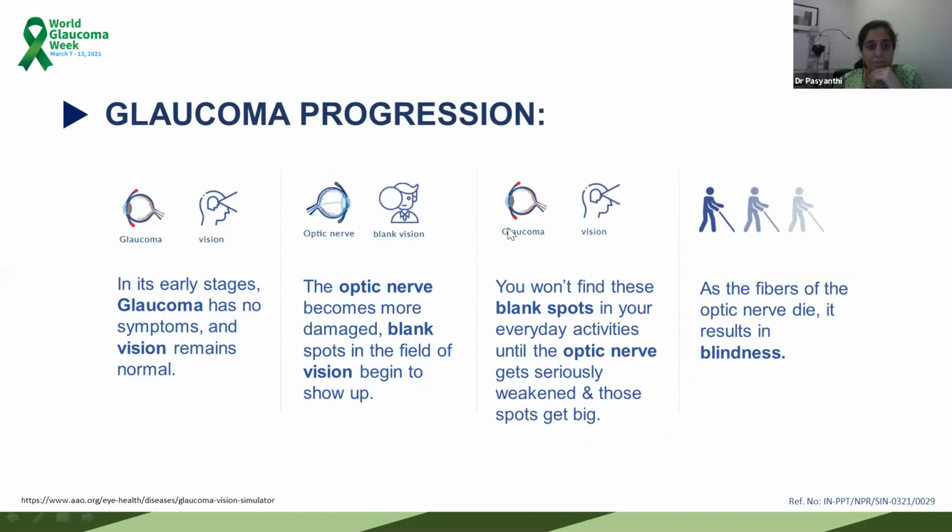So how does this glaucoma progress? In early stages, you don't have any symptoms, as we have already discussed, but later you can have some black spots developing within the visual field. That is, in the side vision you can develop some black spots, and slowly these black spots increase and the field of vision is lost, and your vision becomes like seeing through a tunnel. And slowly, as the damage progresses, it leads to blindness.